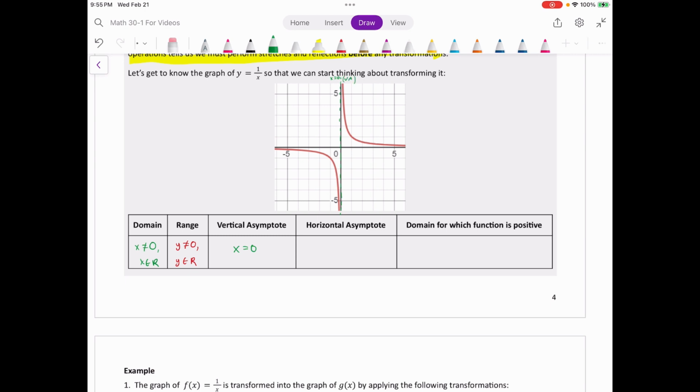Right? That's closely related to the domain, which is a result of the non-permissible value at x equals 0. We'd be dividing by 0 if we let x be 0. Horizontal asymptote, again, is a value of y that the graph approaches but doesn't reach as x goes off to positive infinity or negative infinity. So we see that here.